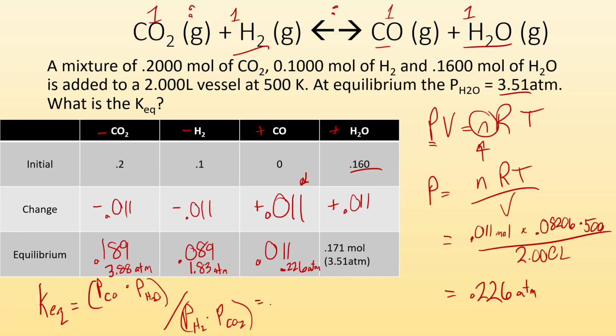So now I can just plug and chug. The pressure of CO was 0.226 atmospheres times, actually, let me just get rid of those units, times 3.51, divided by the pressure of H2, which was 1.83, times that 3.88. And when I plug and chug, my final answer comes out to be 0.11.